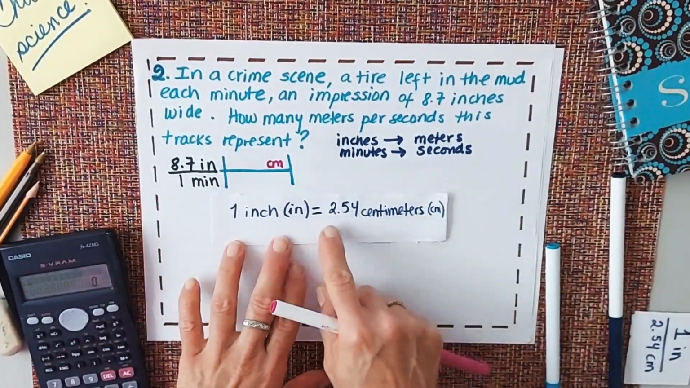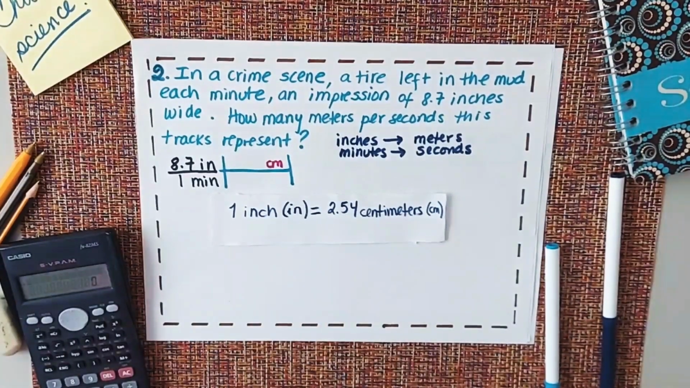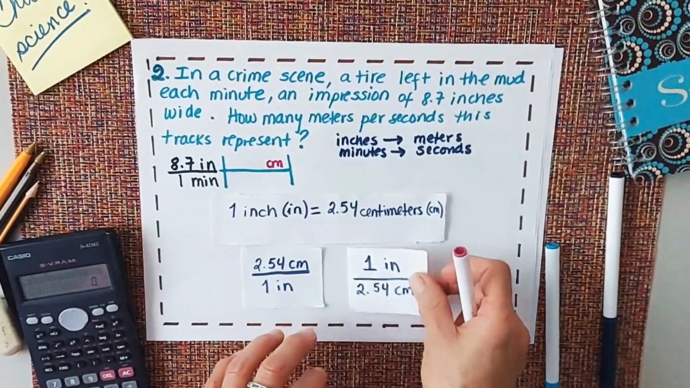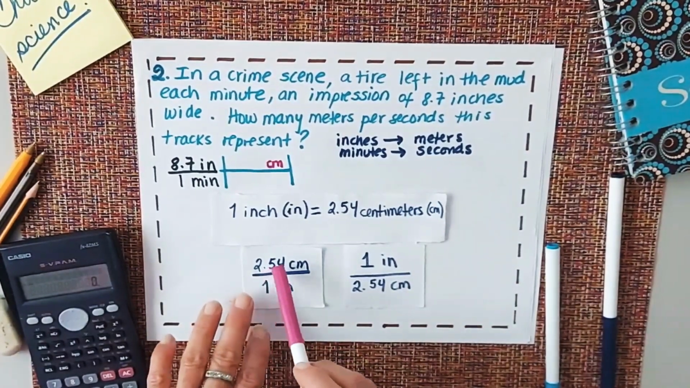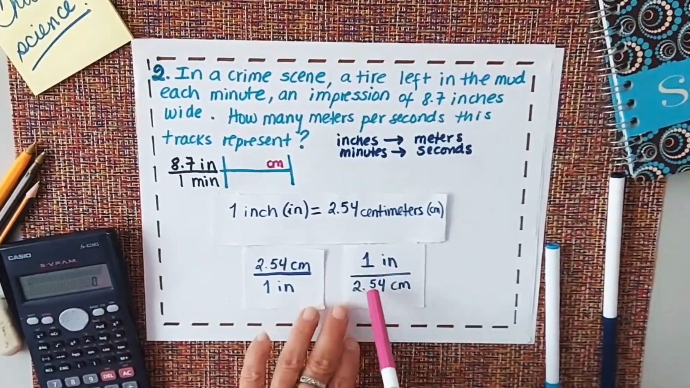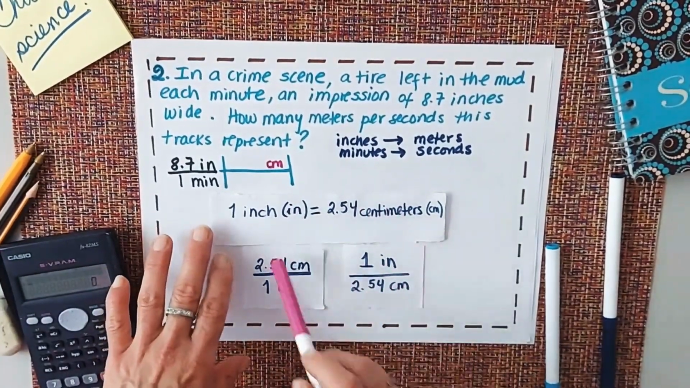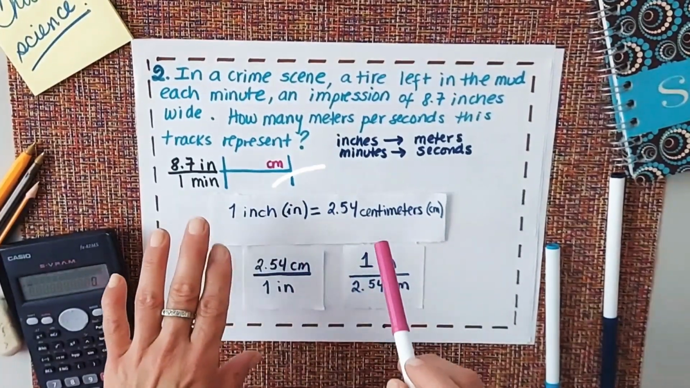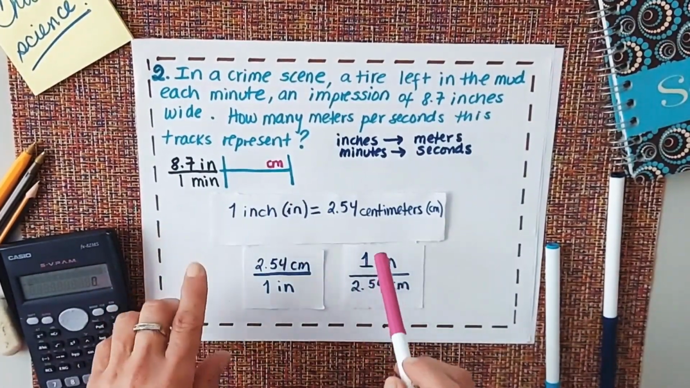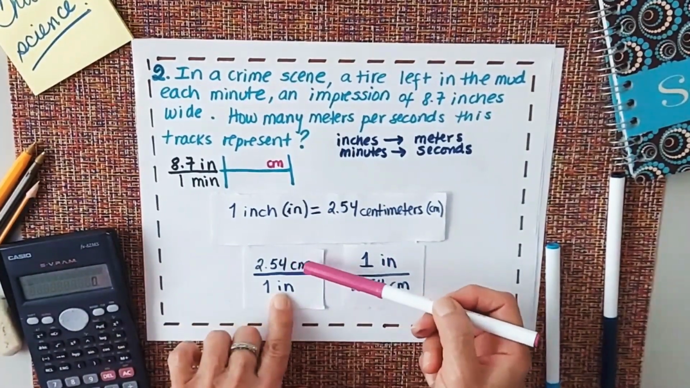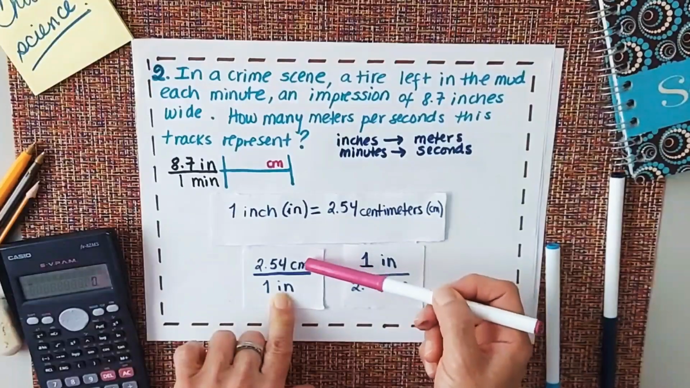1 inch equals 2.54 centimeters, and we have here two different types of conversion factors. 2.54 centimeters equals 1 inch, or 1 inch equals 2.54 centimeters. All of these are equivalent. Because of this, all these expressions represent the same thing. Now we need to choose the best conversion factor. This is the best because here we have centimeters in the top of the factor.